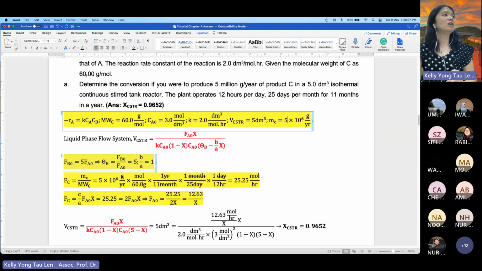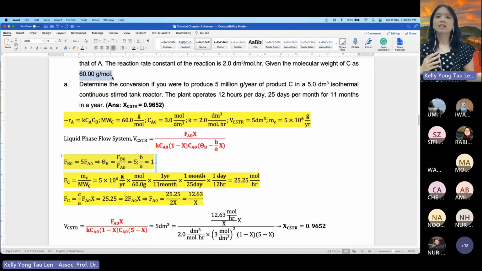So molecular weight is actually a conversion factor. Sebab molecular weight of C adalah 60 gram per mole. So kamu ingat kan, dia adalah conversion factor yang mana you can use molecular weight to change from mass to mole or the other way around. Okay, in our case, you want to change from mass flow rate to molar flow rate. Kita nak tukar daripada MC kepada FC. Okay, so then it comes the question. Nak tukar kepada FC ni memang boleh tukar lah.